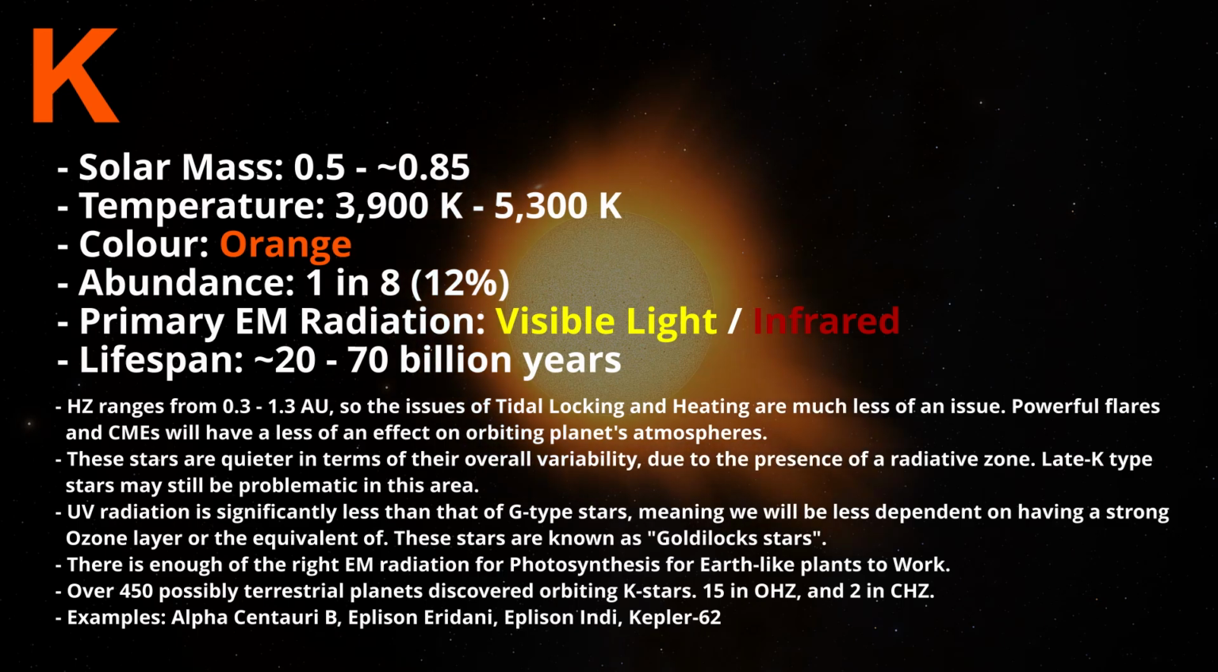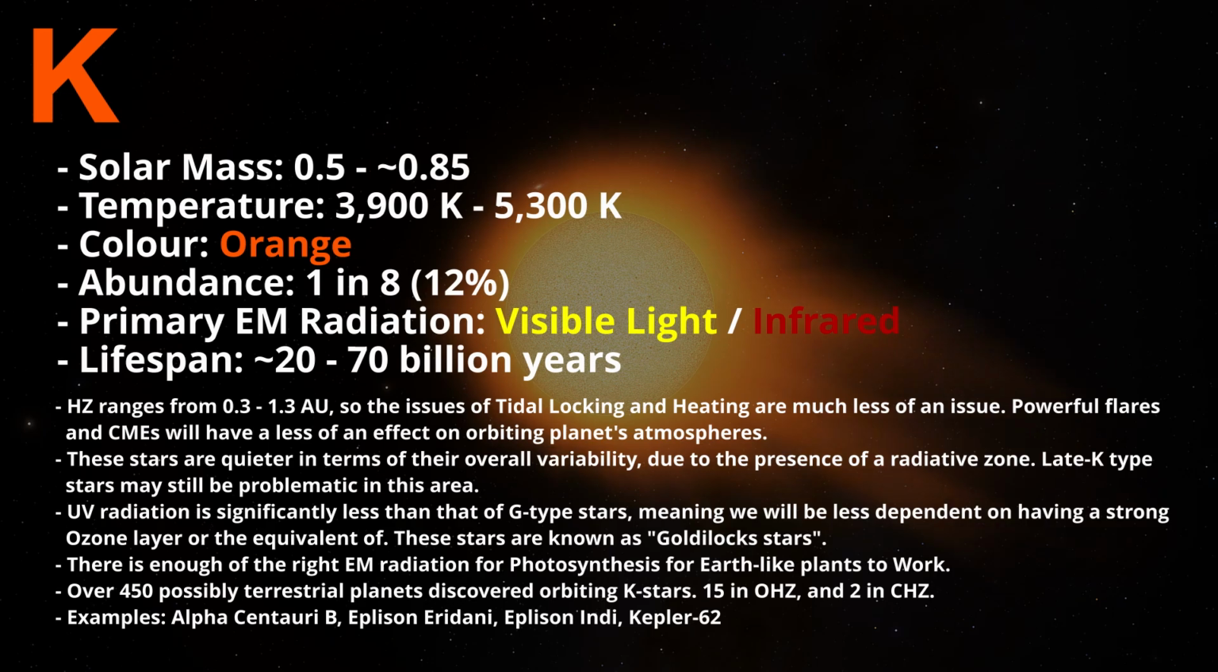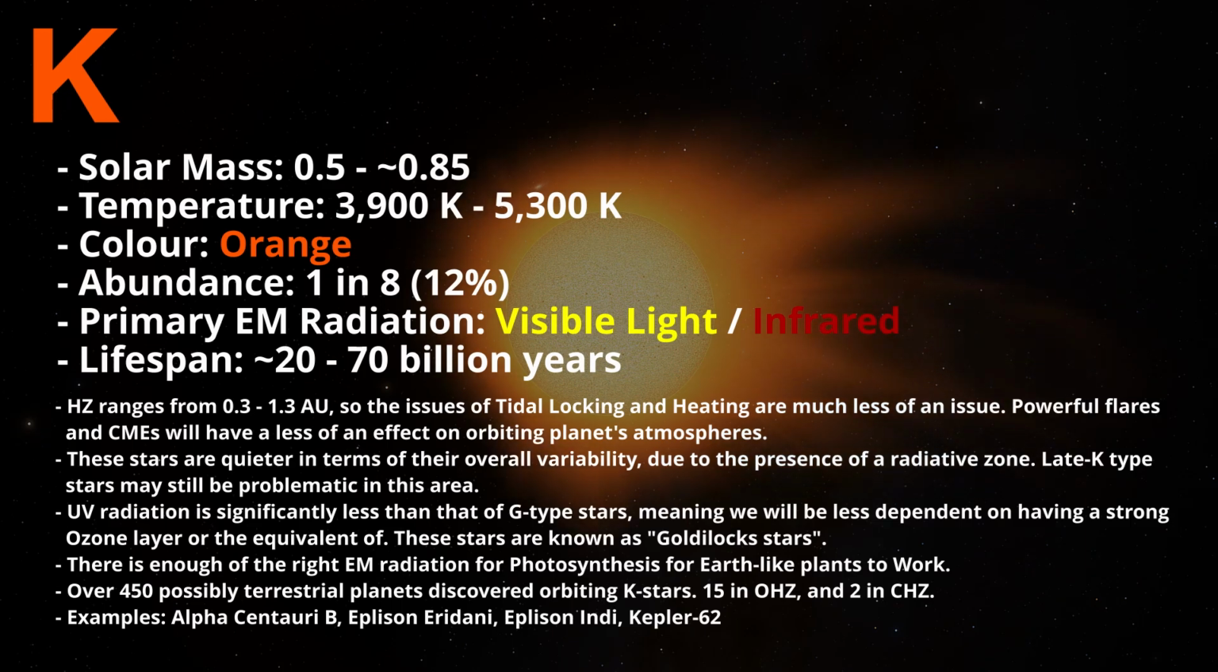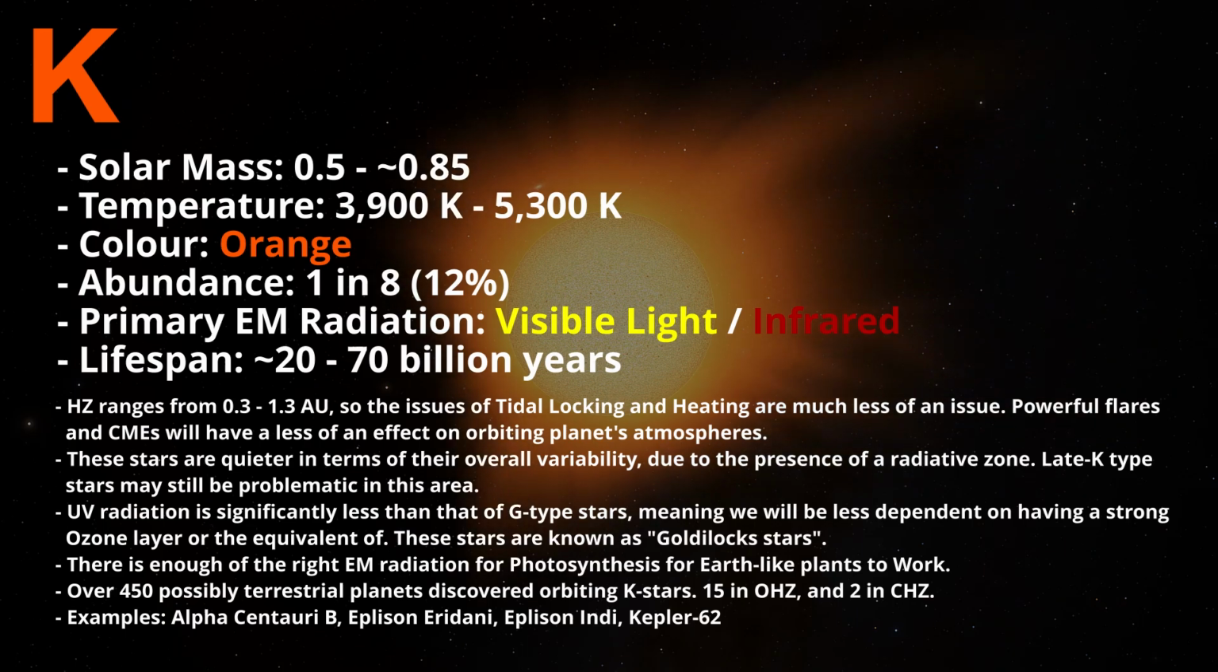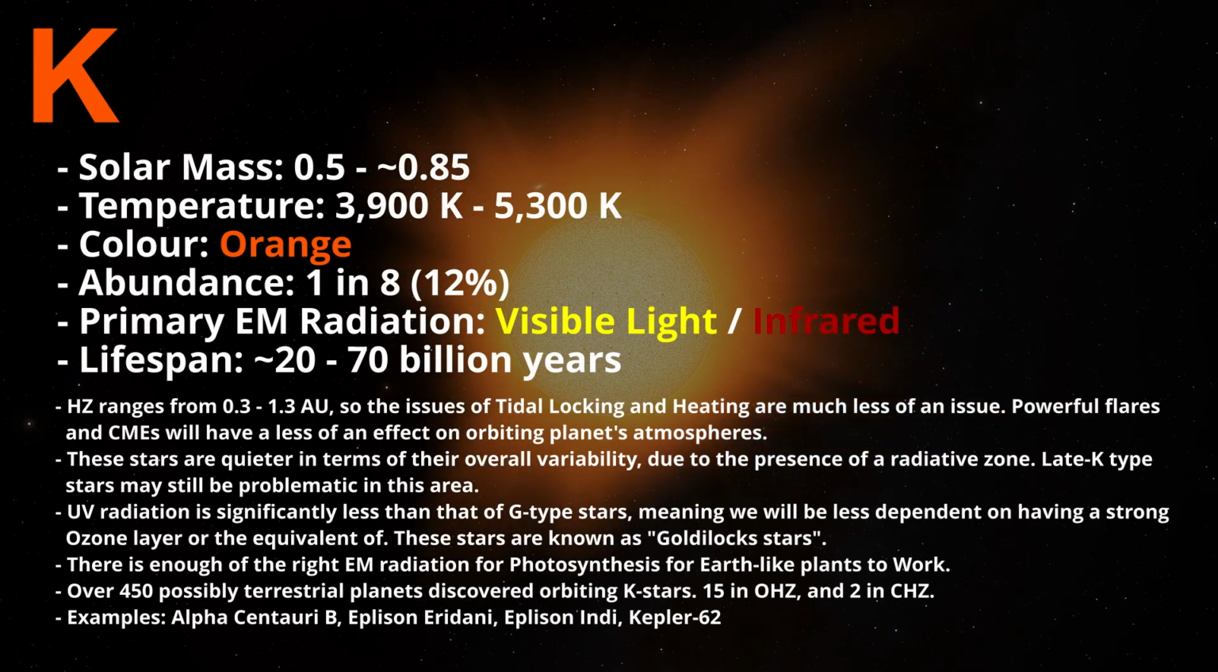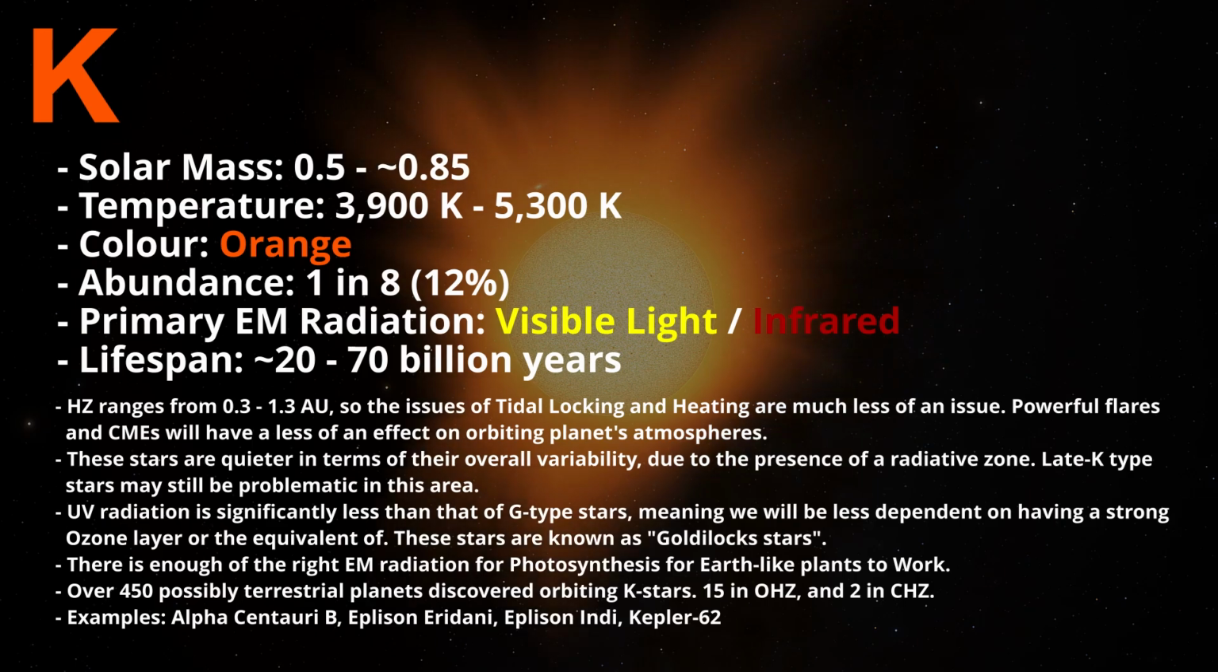The convective dominance that M stars had is not as prevalent with K-type stars, and as a result they are much quieter, but it still could be a prominent problem for late K-type stars. The light they generate is enough to satisfy Earth-like plants of photosynthesis, and the harmful effects of ultraviolet light will be lessened as the stars don't generate as much.